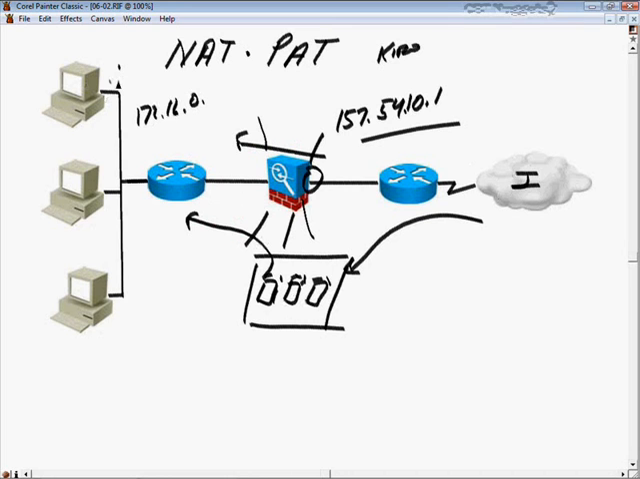But we know that we're using 172.16.0.1, .2, .3, and so on inside of our network. What port address translation does is it also uses a port number and combines it, let's say colon 2002, and it does a translation from the internal private IP addressing scheme to the public. So each one of these hosts, as they create connections to the outside world, as far as the outside world is concerned, they are 157.54.10.1:2002, 2003, 2004, and so on.